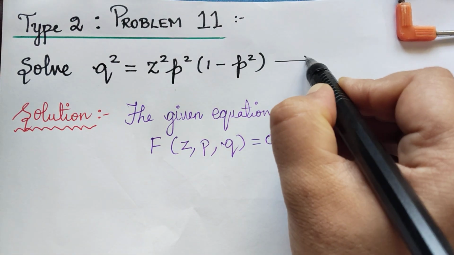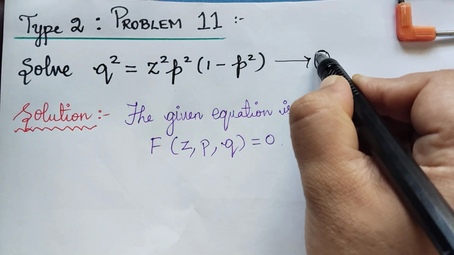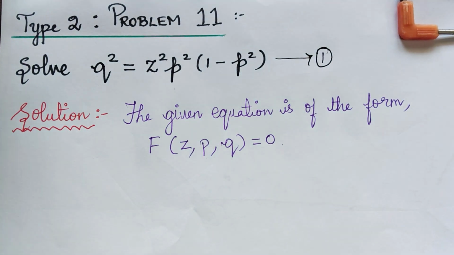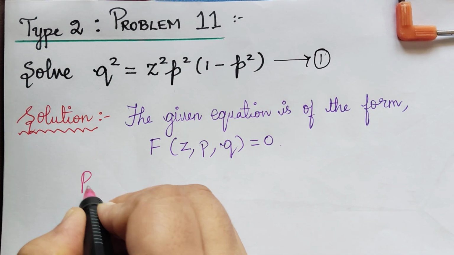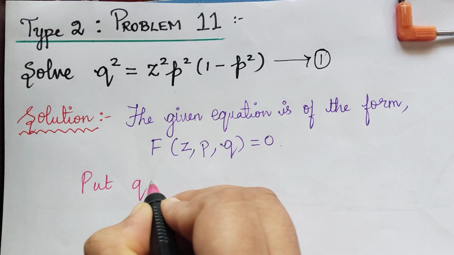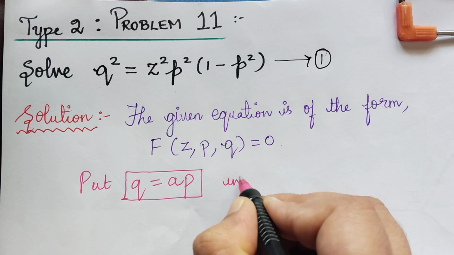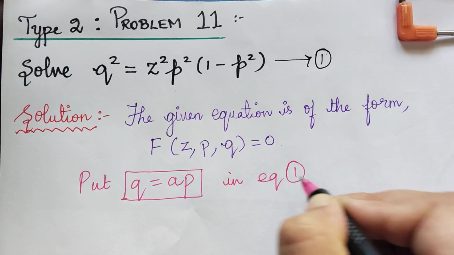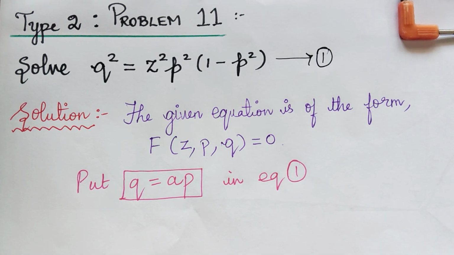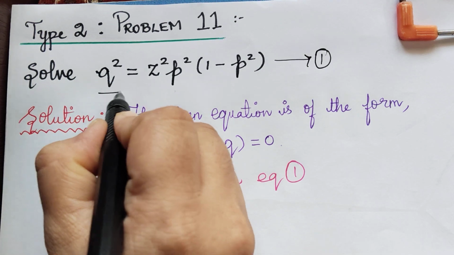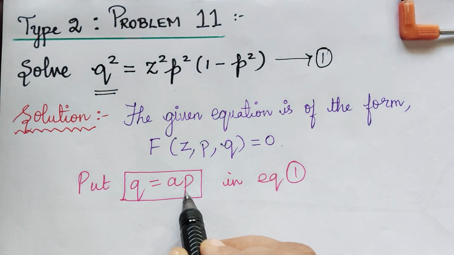For such an equation, we have to make a substitution of q. So first let us mark the given equation as equation 1. And then in equation 1, we have to put q is equal to ap in equation 1. So when we substitute q equal to ap in equation 1, at the place of q we have to replace it by ap.